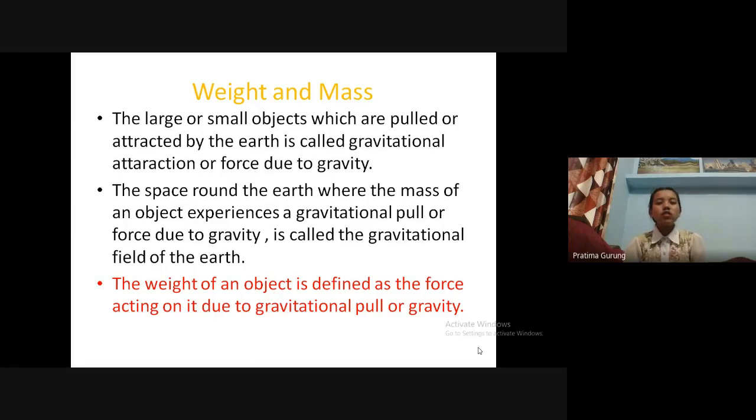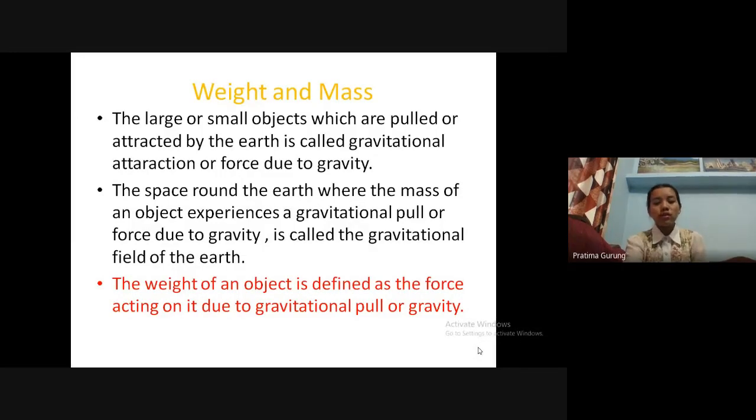The large or small objects which are pulled or attracted by the earth is called gravitational attraction or force due to gravity. The space around the earth where the mass of an object experiences a gravitational pull or force due to gravity is called the gravitational field of the earth. Now, the definition of weight. The weight of an object is defined as the force acting on it due to gravitational pull or gravity.